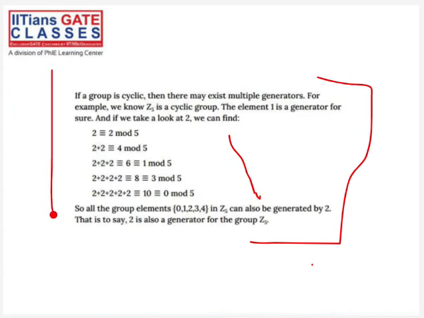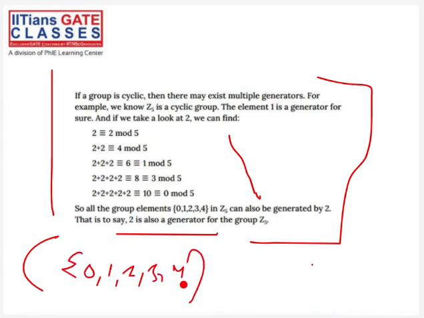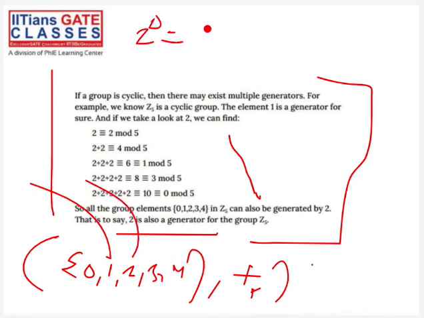For example, in the previous example, 0 1 2 3 4, this was our previous example, right? Plus mod 5. We have seen that 1 is a generator. But 2 is also a generator, because 2 power 0 is the identity element, that is 0. 2 power 1 is 2.